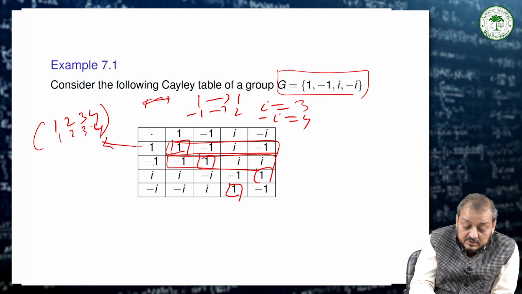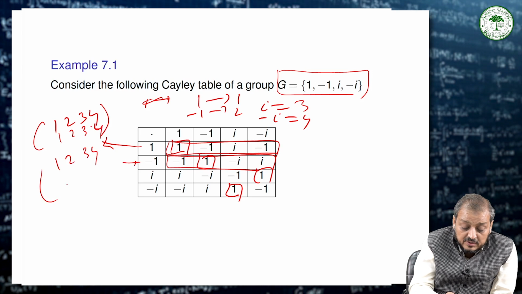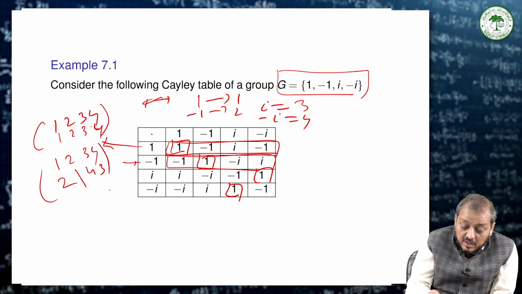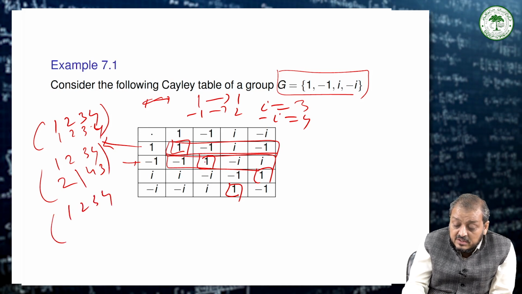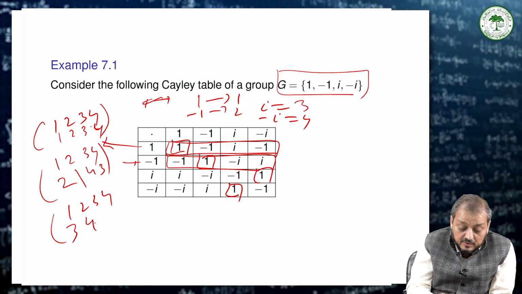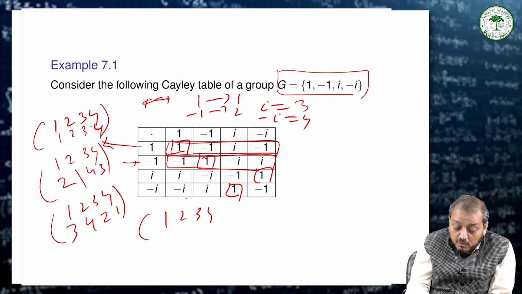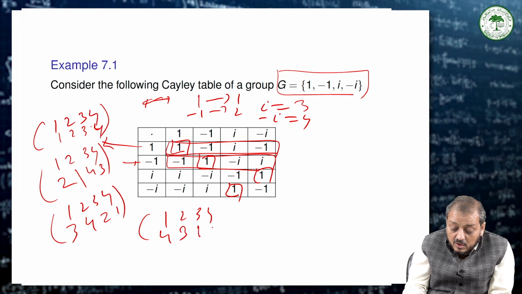Now the second row: you take this second row, you have 1 2 3 4, and now -1 is equal to 2 and then 1, and then you have 4 and 3, and then 1 2 3 4, and then i is equal to 3, and then -i is equal to 4, and then 2 and 1. And then the last one, you see 1 2 3 4. By this you have 4, and this is equal to 3, and 1 and 2.